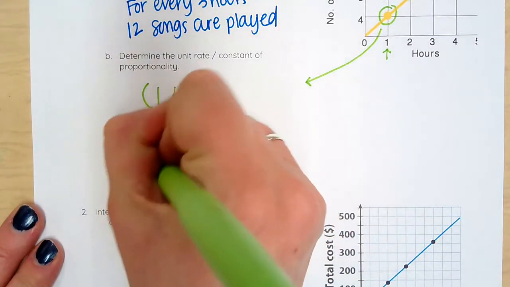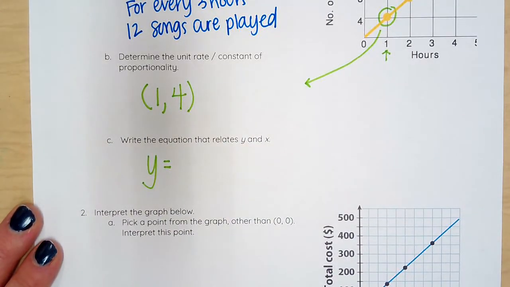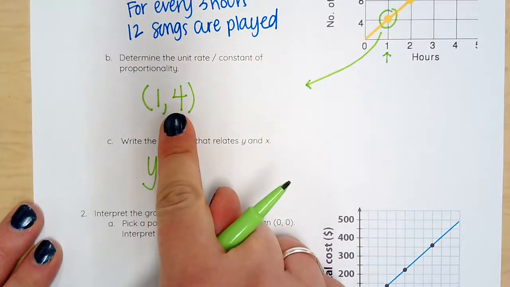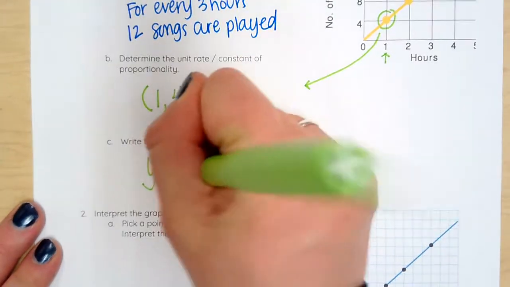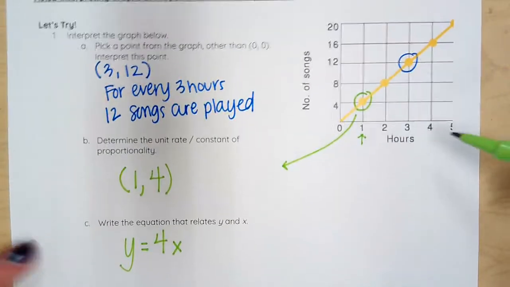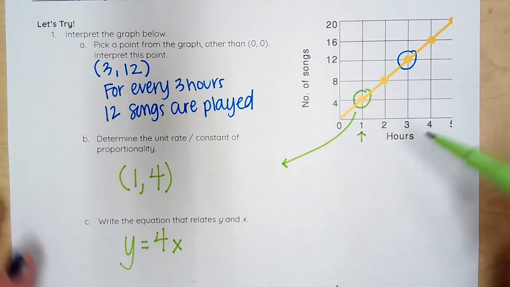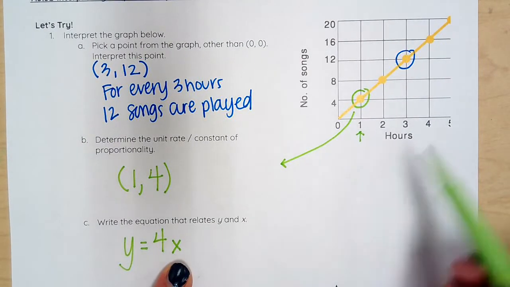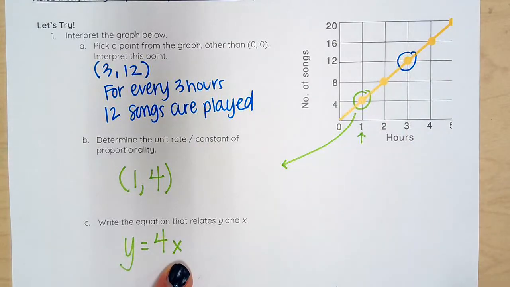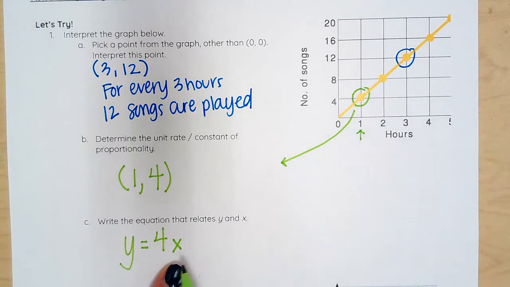I then take that and turn that into my equation. Y will equal 4 times whatever X is. So again, for example, if I want to use that 3 as my X, 4 times 3 gets me 12. I can then see values that aren't on the table. I could say, okay, what about 8? I could plug in an X value of 8. 4 times 8, that would mean that 32 songs are played in 8 hours.